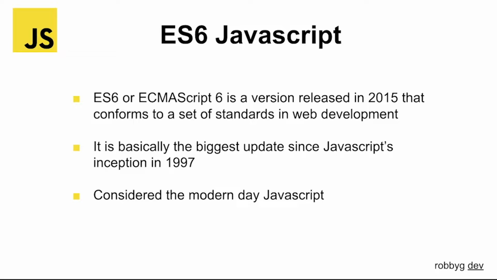Without going into the history of JavaScript, ES6 is basically the version of JavaScript that was released in 2015. Although there's been some additional changes to JavaScript since 2015, ES6 is the biggest update since the first release of JavaScript in 1997 and is referred to as modern JavaScript because of the significant changes made to it.